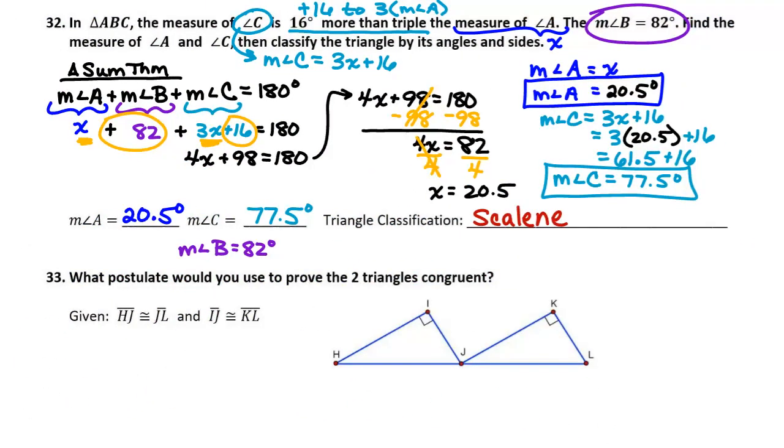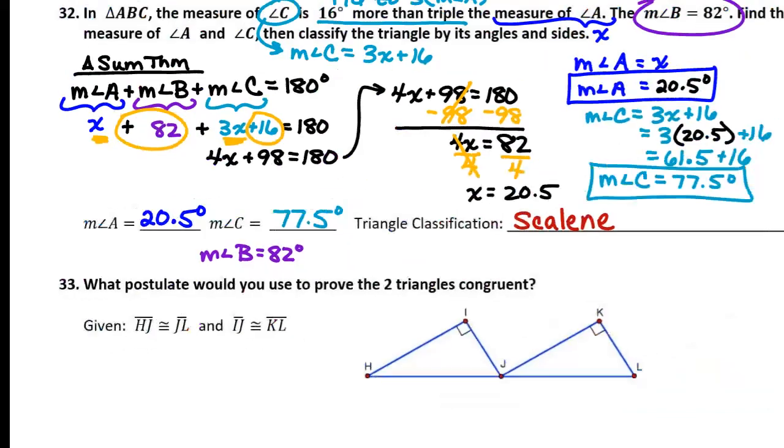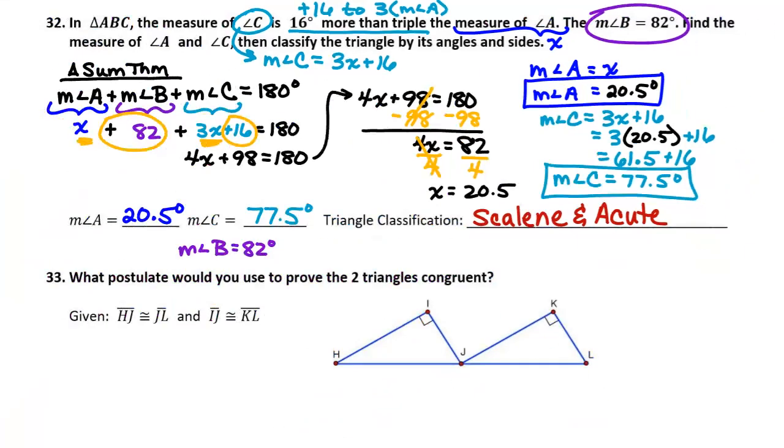Now let's classify it by the angles. Do we have any right angles here? Then it's not a right triangle. Do we have any obtuse angles, anything bigger than 90? I have 82. It's an acute triangle, so it's scalene and acute, because none of those angles are more than 90.